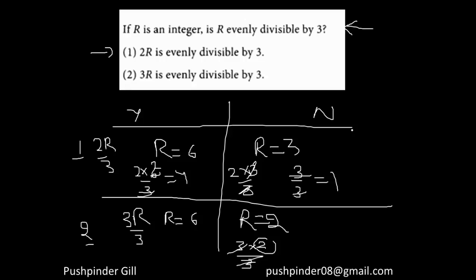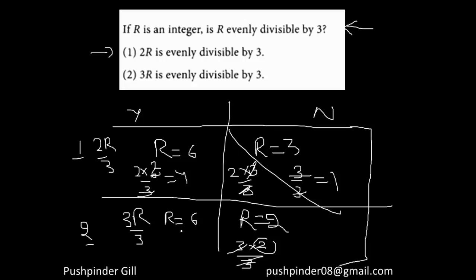Now what should I be trying to do? I should be trying to combine both the statements. So let's see what all statements survive. So for the first statement I should be checking whether it survives the second statement or not. If r is equal to 6, is 3r evenly divisible by 3? Yes it is. 6 into 3 is evenly divisible by 3. If r is equal to 3, is 3r evenly divisible by 3? No, because 3 into 3 is 9. 9 is not evenly divisible by 3.